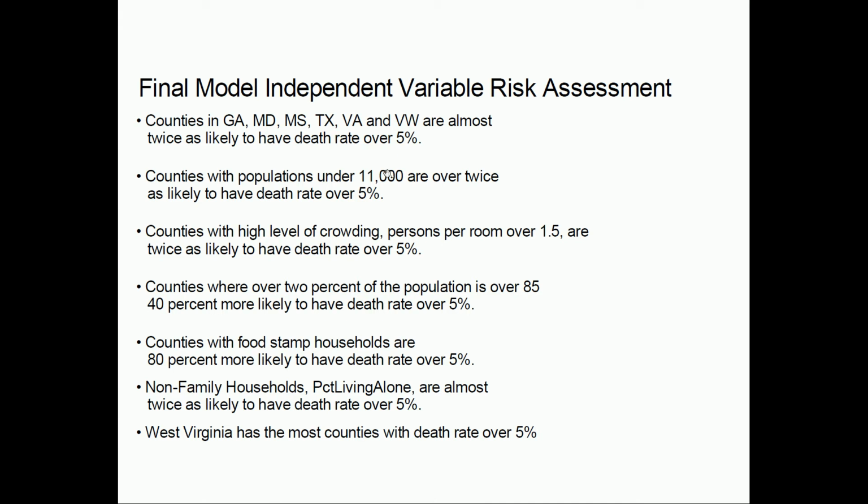These counties, Georgia, Maryland, Missouri, Texas, Virginia, and West Virginia, are almost twice as likely to have a death rate over 5%. Again, we saw populations under 11,000 were twice as likely. Counties with a high level of crowding are twice as likely. Counties with 2% of the population over 85 are 40% more likely to have a death rate over 5%. Counties with food stamps over 20% are 80% more likely to have a death rate over 5%. Non-family households, which are really percent living alone, are almost twice as likely.